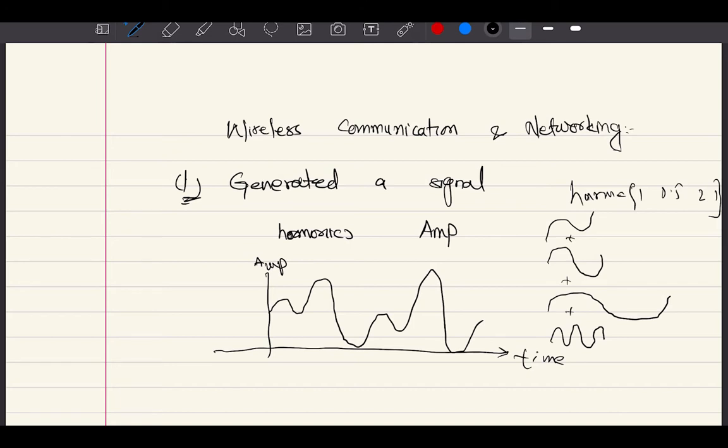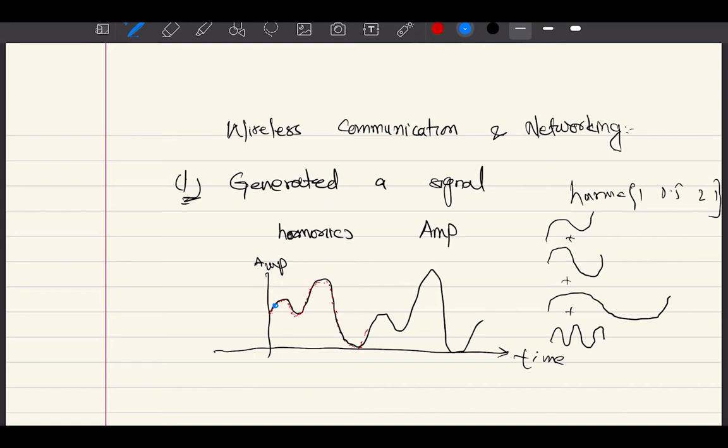After generating this signal, what was the next point? We cannot transmit it all, because there will be a lot of information, and we don't have to convey all of it. We also have to use the resources efficiently. For that reason we did some sampling. So how did we do the sampling?